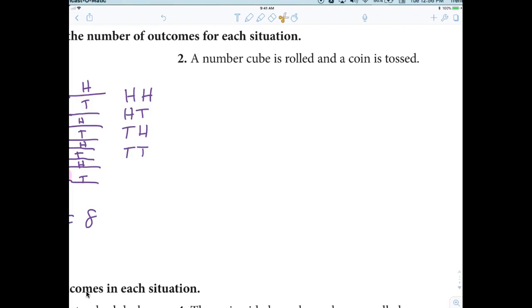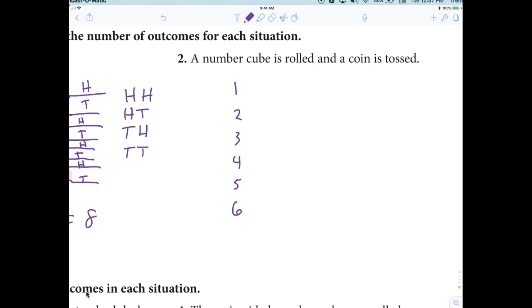All right, it says this time a number cube is rolled. Well, a cube has how many sides and how many numbers? What are the numbers? 1, 2, 3, 4, 5, 6. All right, so basically what we can do is we can roll a 1, a 2, a 3, 4, 5, or 6. That's what I want you writing down first. Those are your outcomes for when you throw the dice. Everybody agree with that?